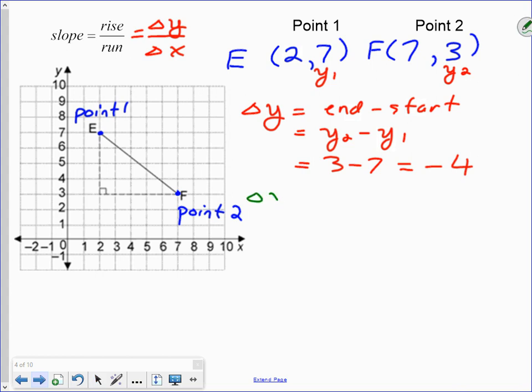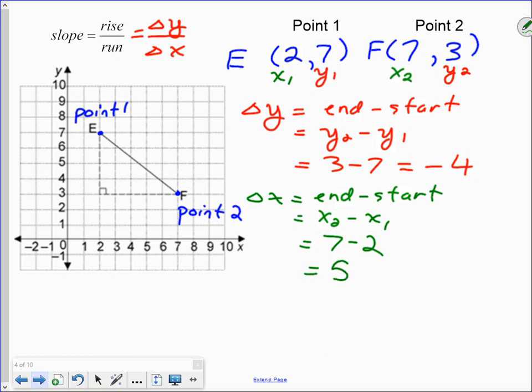We can do the same thing to get the change in x, right? We've got an x2 here, an x1 here. So again, if we do end minus start, oh, sorry, let's say x2 minus x1 again. Our ending value is 7. Our starting value is 2. 7 minus 2 is 5. So our slope, change in y over change in x, is going to be negative 4 over 5. Okay.